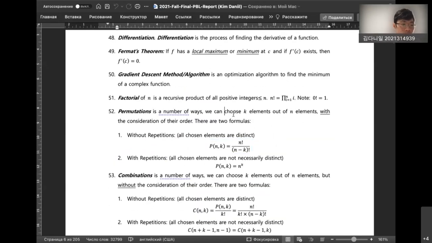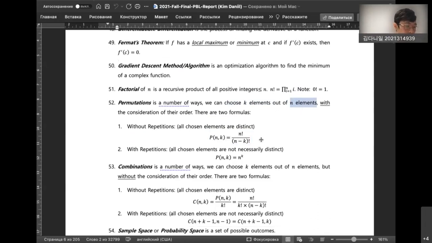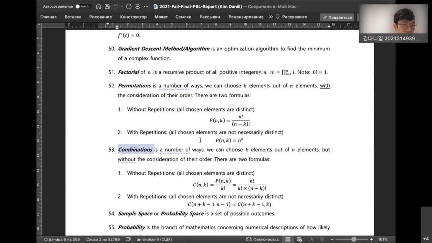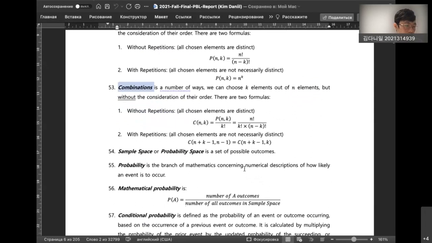Also, we took something from discrete mathematics, especially we got introduced to permutations and combinations. Basically, permutations is when we care about the order, how we can choose, for example, k elements out of n elements total. However, we care about their order. Whereas with combinations, we don't care about their order, we just care about the things that we choose. And here we utilize the newly learned factorial.